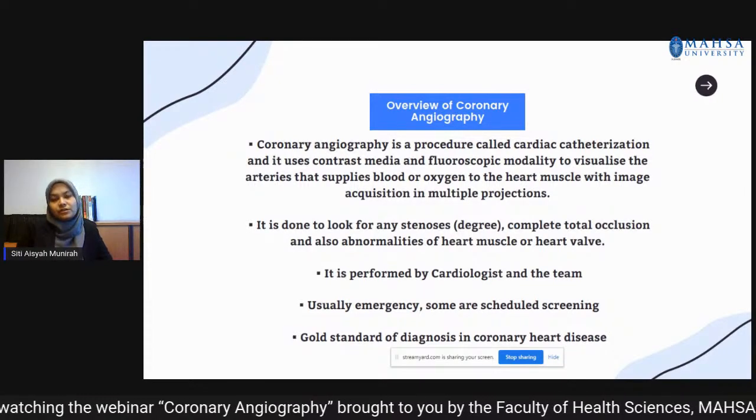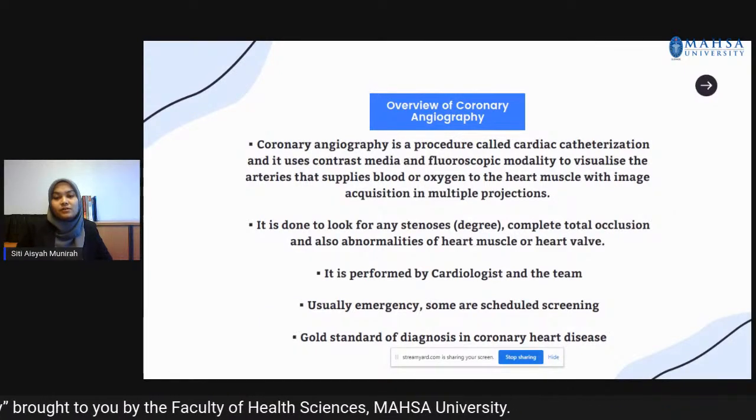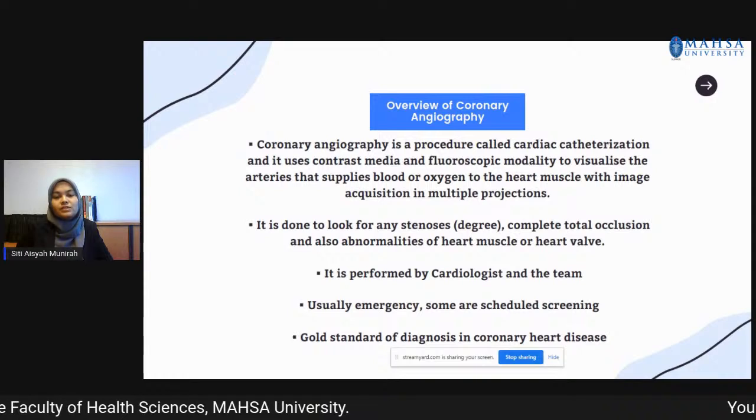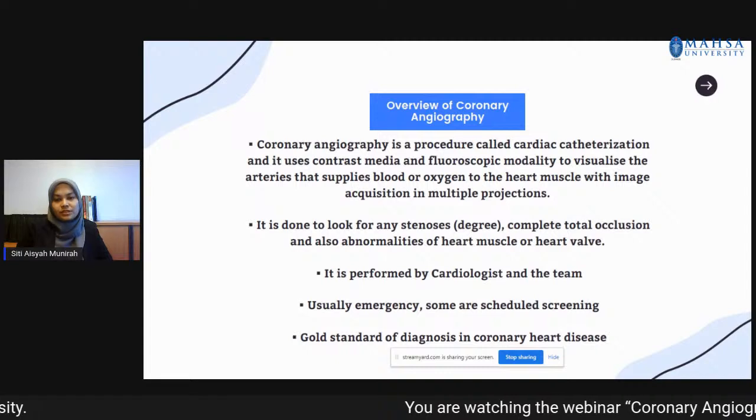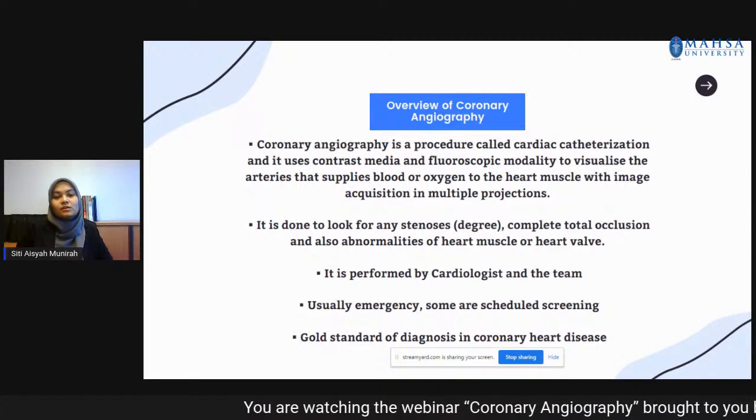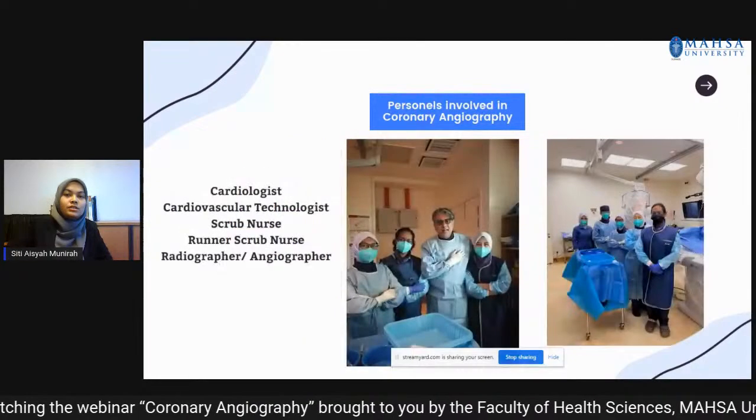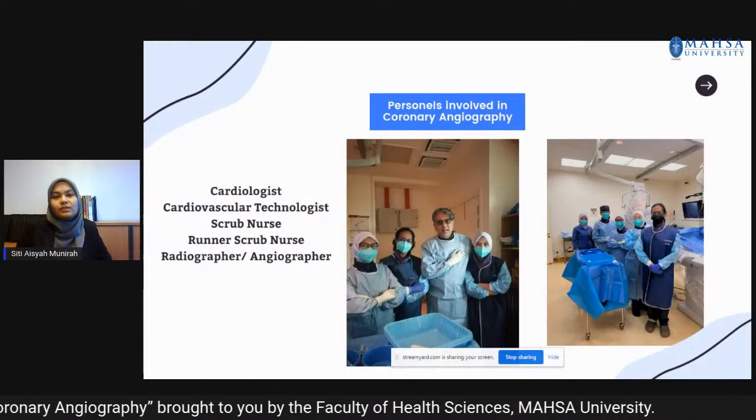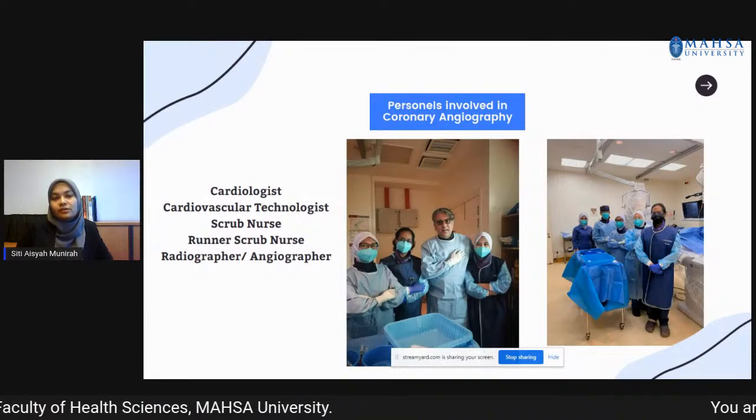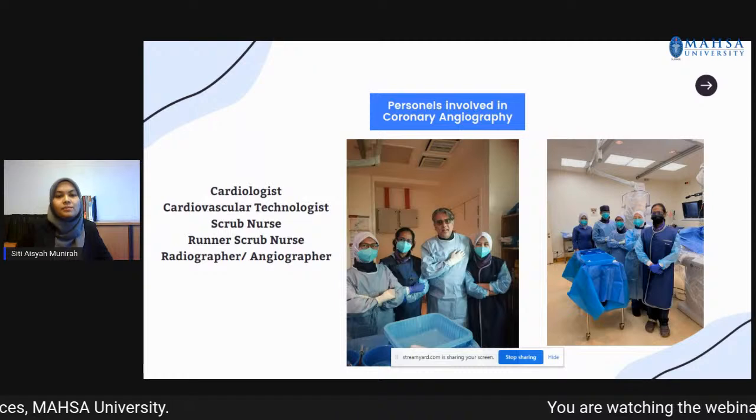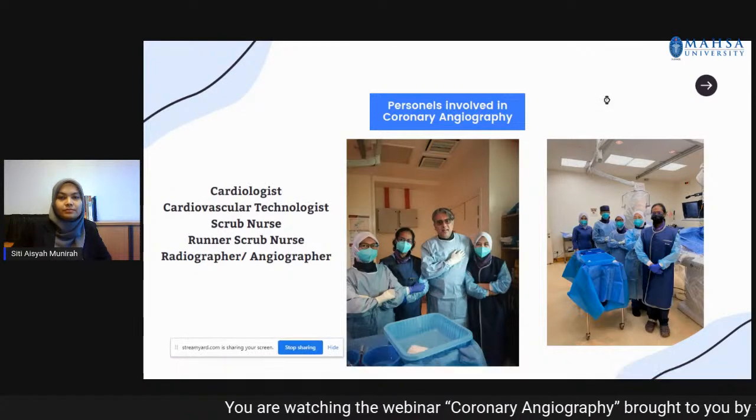Usually, coronary angiography is performed by a team consisting of radiologists, cardiologists, and others. This procedure is usually an emergency procedure, and sometimes it is scheduled as a screening procedure. As mentioned, it is the gold standard for diagnosis of coronary heart disease. These are the personnel involved in coronary angiography: the cardiologist, cardiovascular technologist, scrub nurse, runner nurse, angiographer, and also the radiographer.